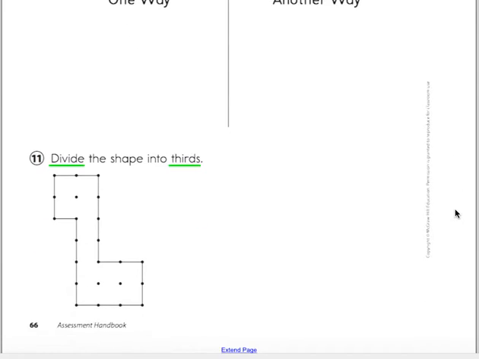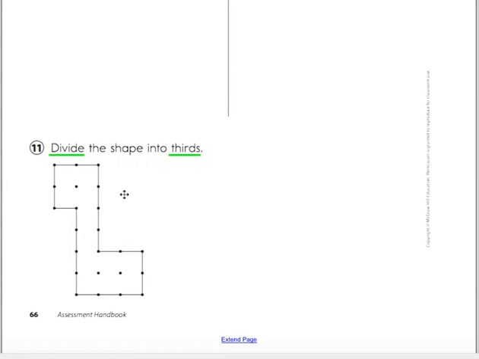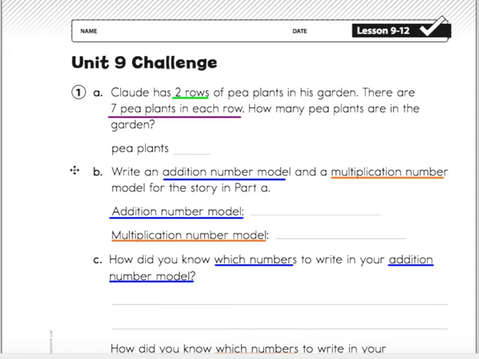Okay? Number 11. You are going to take the shape. I know how much you guys love this. And you're going to divide the shape into thirds. So each one of us has to have the same amount. There's 3 of us sharing the shape, and we all have to have the same amount. Remember what to do with these dots. And then please make your lines dark enough so I can see where you divided that.